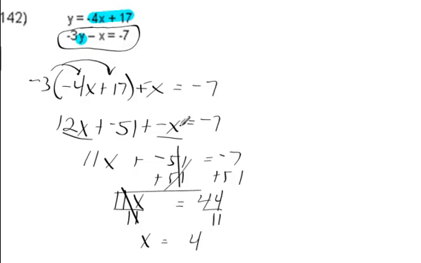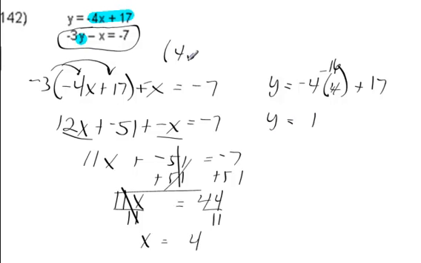Okay, now let's substitute 4 back right here for x. And y equals negative 4 times 4. Notice I use parentheses, so I know it's substituted. Okay, so what's negative 4 times 4? Negative 16. Okay, what's negative 16 plus 17? 1. So my point is 4, 1.